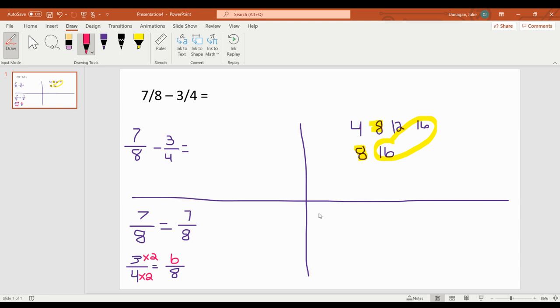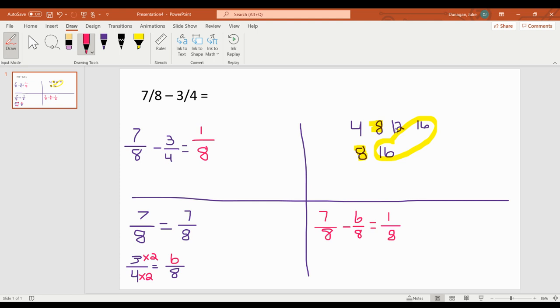Now I need to subtract. So we have 7/8 minus 6/8. We keep our denominator, nothing is changing. Okay, and then we subtract our numerators. 7 minus 6 equals 1. So 7/8 minus 3/4 equals 1/8.